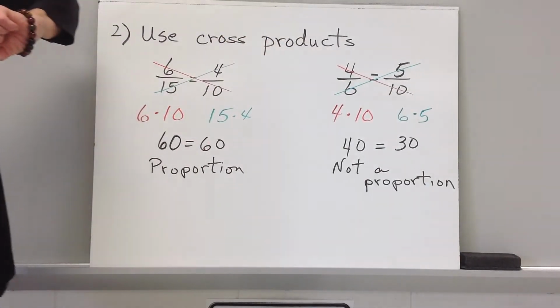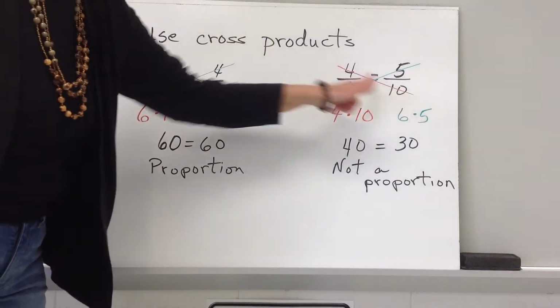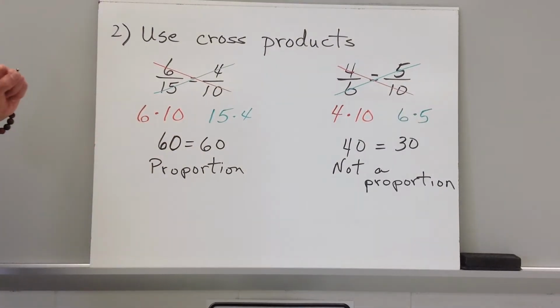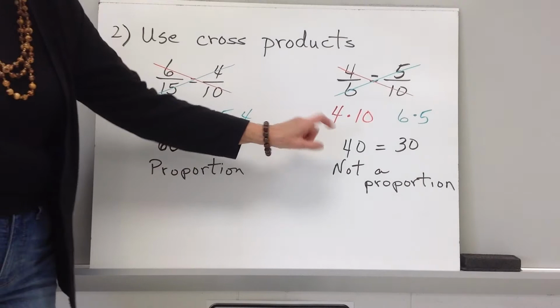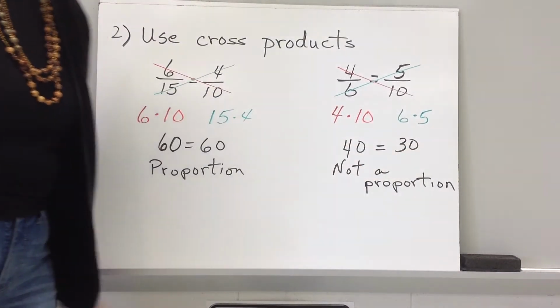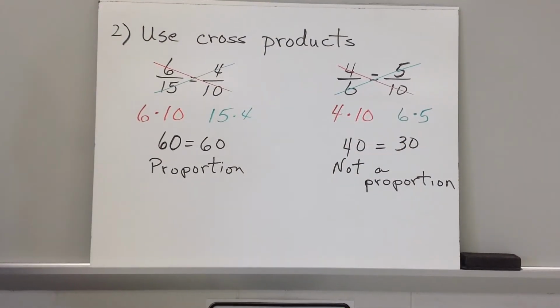If you have 4/6 equals 5/10, you multiply 4 times 10, and you multiply 6 times 5. 4 times 10 is 40, 6 times 5 is 30. This is not a proportion.